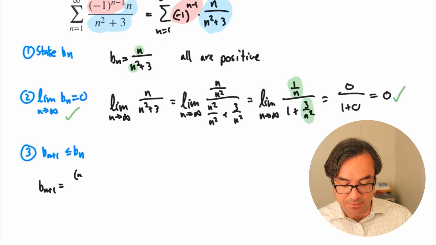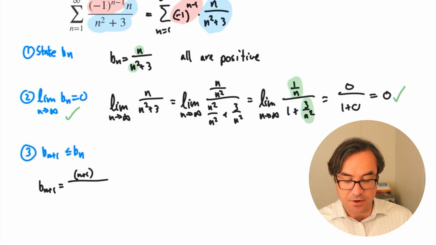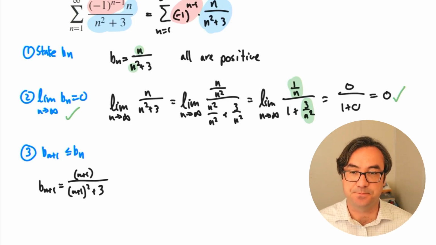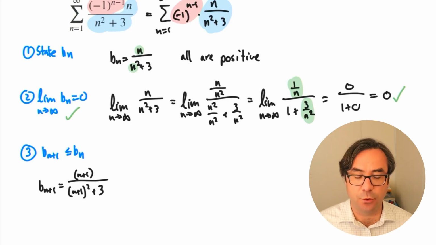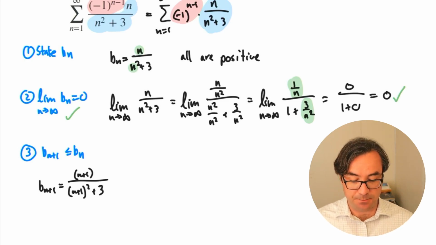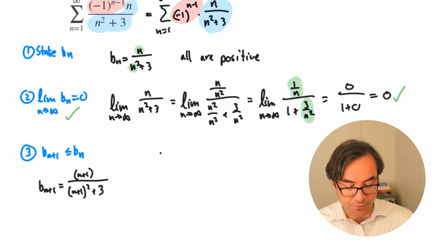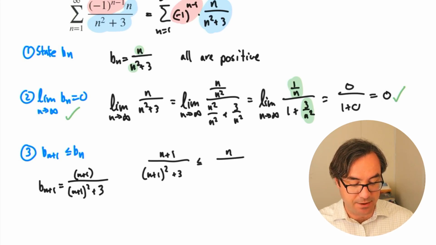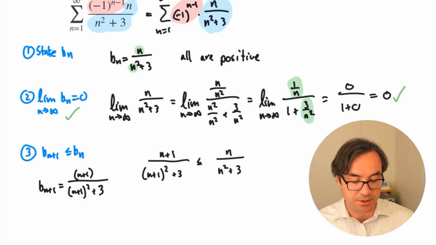So we end up with n plus 1 in the numerator divided by n plus 1 squared plus 3 in the denominator. All right, so we want to prove, what's the inequality we want to prove? Well, let's write it out now. So we want to prove that n plus 1 over n plus 1 squared plus 3 is less than or equal to n over n squared plus 3.